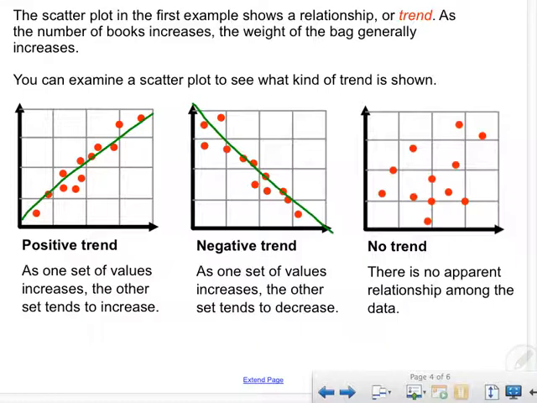Okay? Now, listen to me. Positive trend leans to the right. Negative trend leans to the left. Positive trend, increase. As you increase to the right, positive direction, you go up, positive. Negative trend, one's positive, one's negative. Okay?